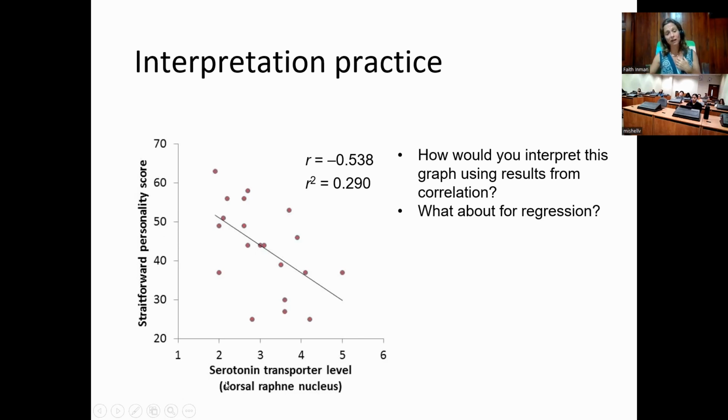Although I guess for the regression, you have to say that you believe that serotonin transporter level is what affects the personality score and not the other way around. If you're doing the regression, that's your assumption of putting that variable on the X and the other variable on the Y. And if you're going to write your interpretation, your conclusions for the regression, and you get an R square of 0.290. Now, if you just had the R square, you wouldn't know the direction, right?